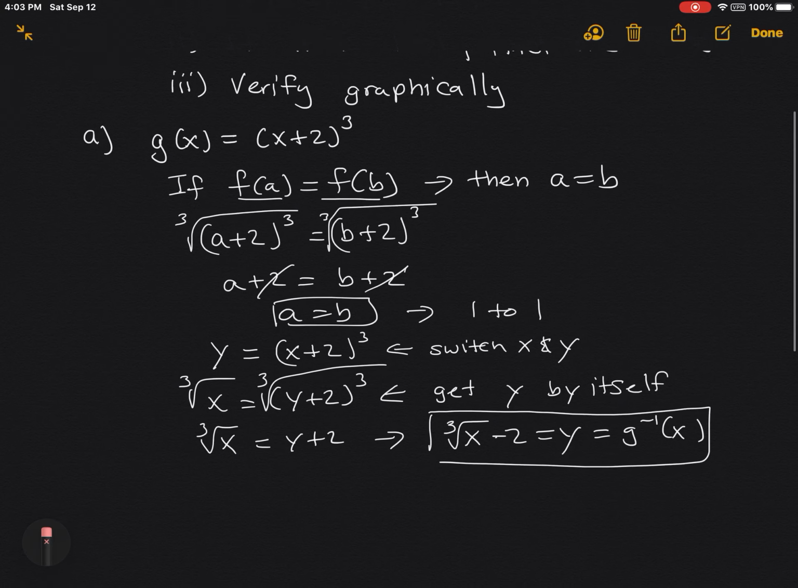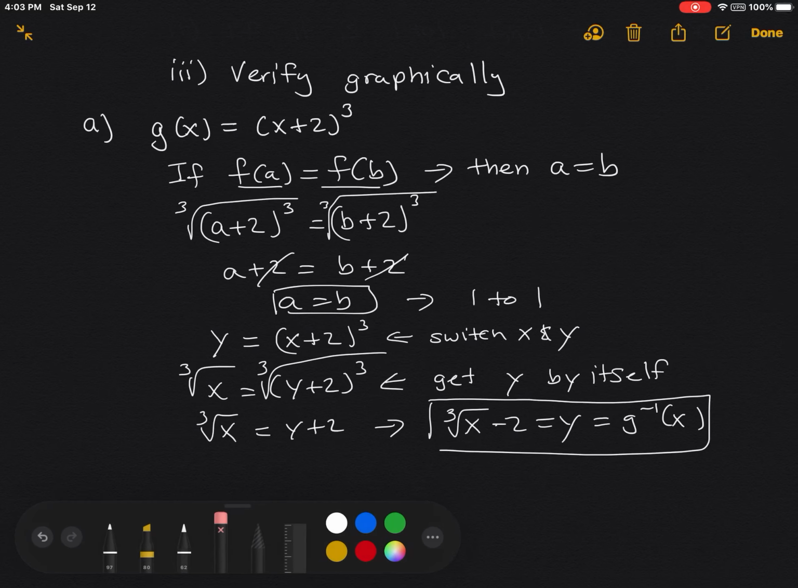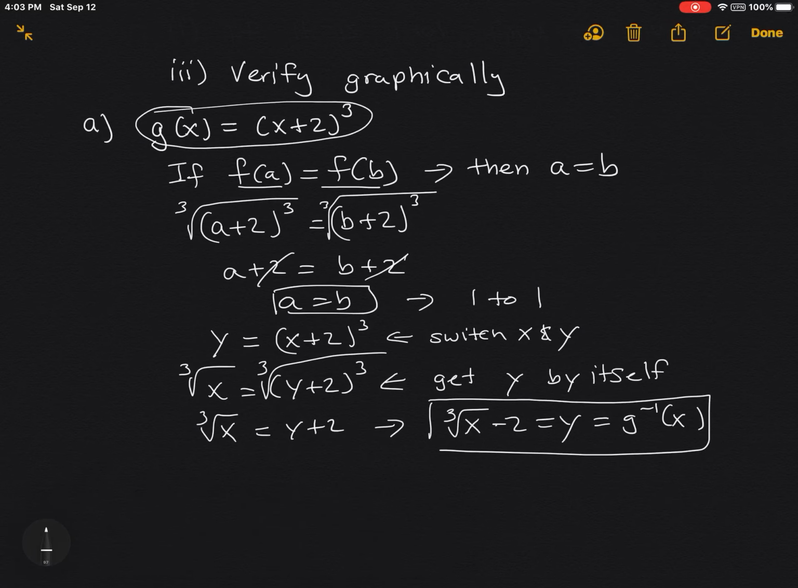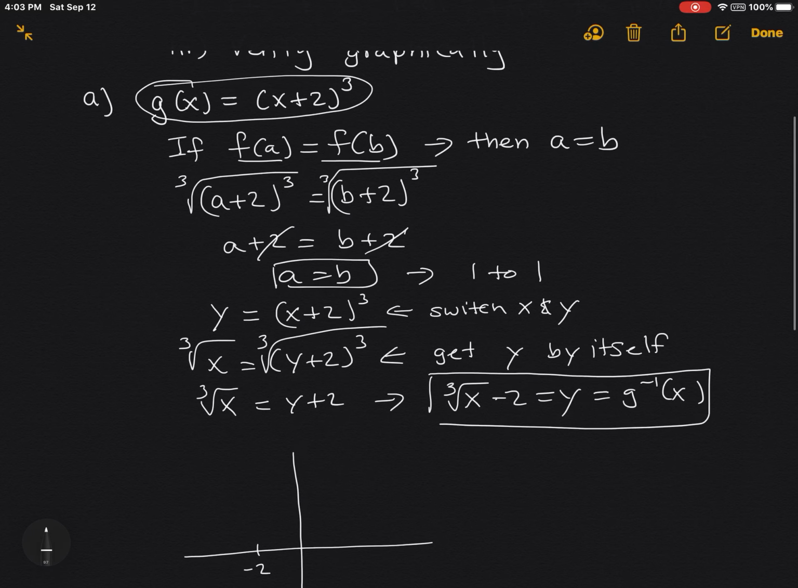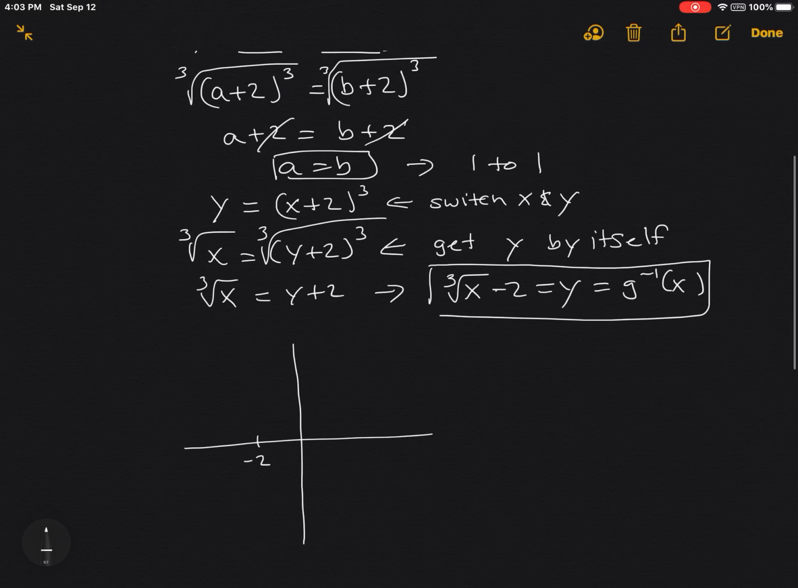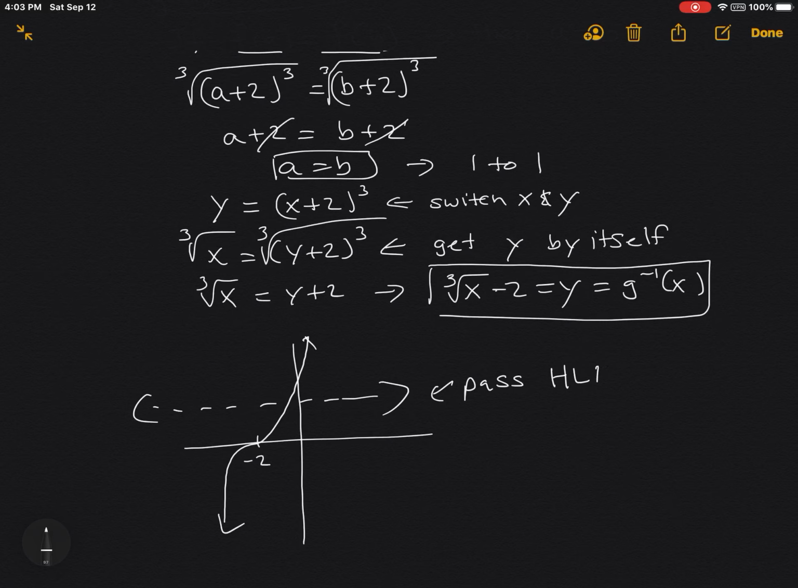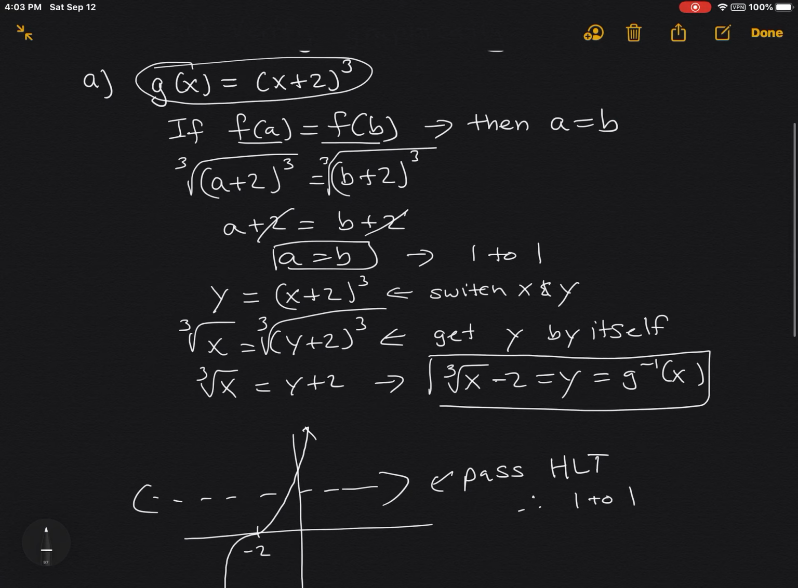So if you were to verify algebraically, how would I verify graphically? I could just go to Desmos and plot this. Or actually, you don't even need to go to Desmos. You could just recognize that this is your cubic function, and in order for it to be one-to-one, it has to pass the horizontal line test. So this is your cubic function shifted 2 units to the left, and it's going to look something like this. Clearly, it's going to pass the HLT. Therefore, one-to-one.